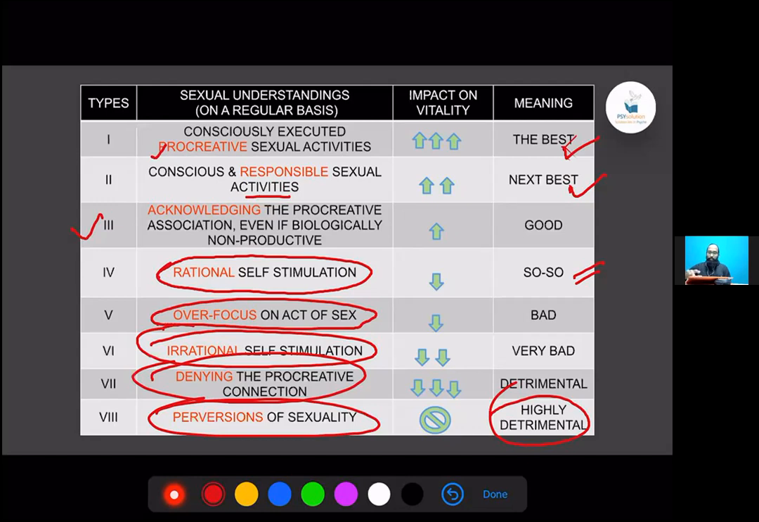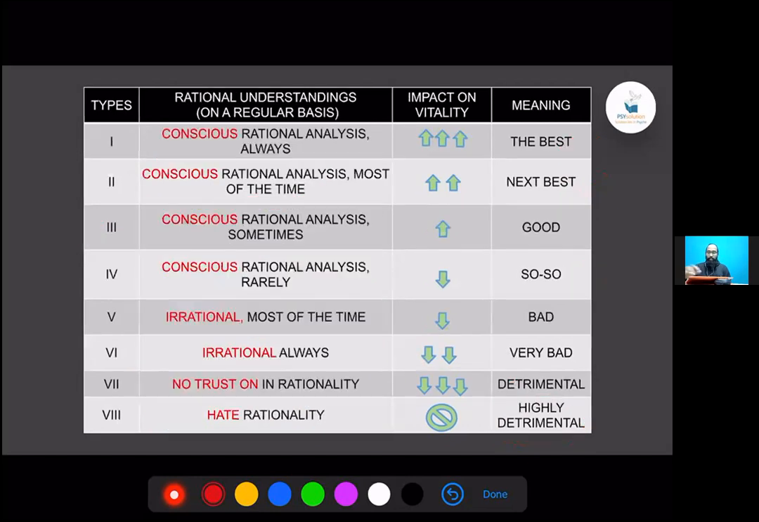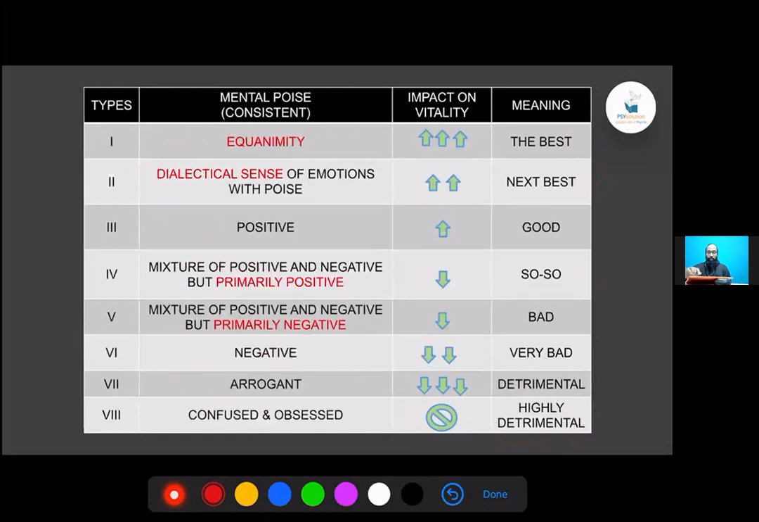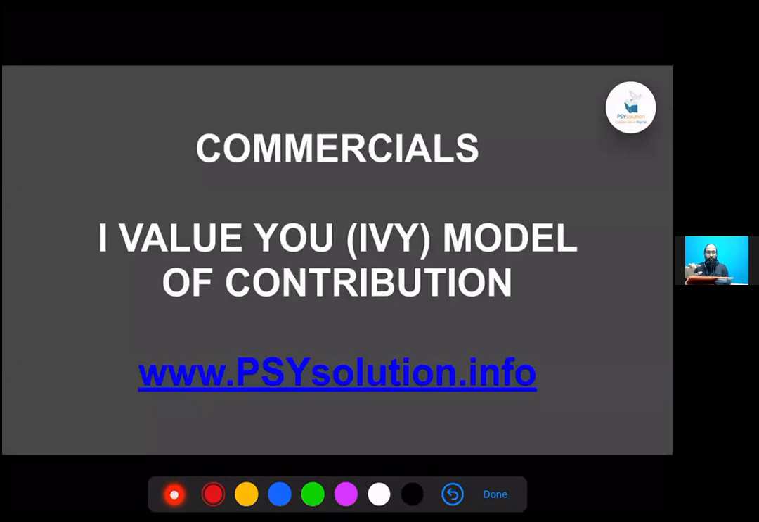So that's what this chart is. And similarly, we have the rational understanding aspect. We have the mental poise aspect. Okay, so I will come back to the previous one.